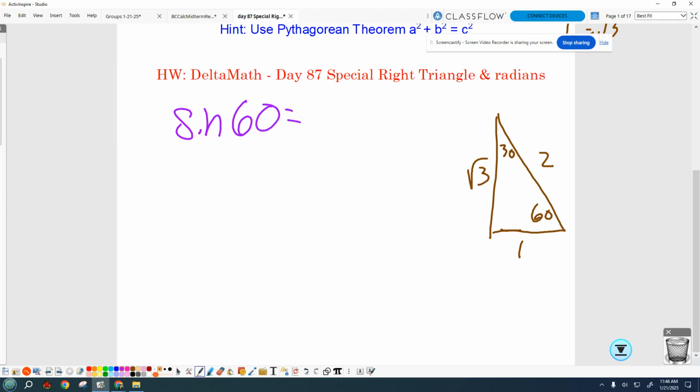What is sine of 60? Square root of 3 over 2. Hosea, what is cosecant of 60? 2 over square root of 3. Is that upside down, or cosecant is hypotenuse over opposite.